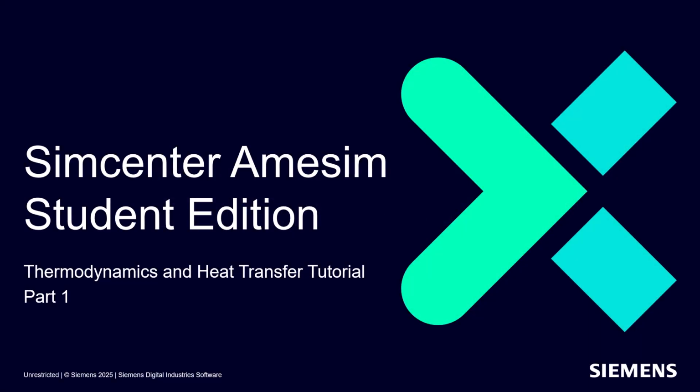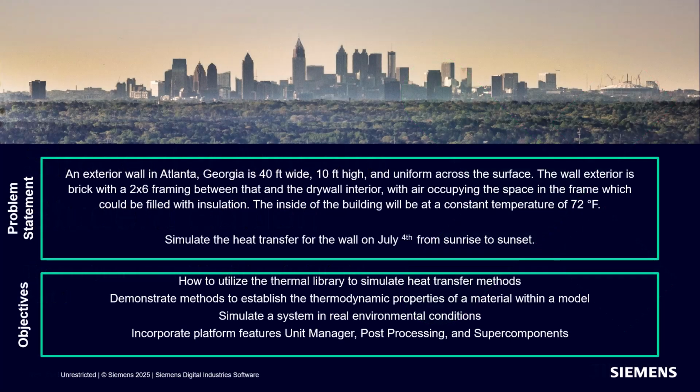Welcome to a tutorial solving a problem of thermodynamics and heat transfer with SimCenter AimSim Student Edition. The problem statement displayed is seeking to evaluate the heat transfer through an exterior wall of the listed dimensions on the 4th of July in Atlanta, Georgia from sunrise to sunset.